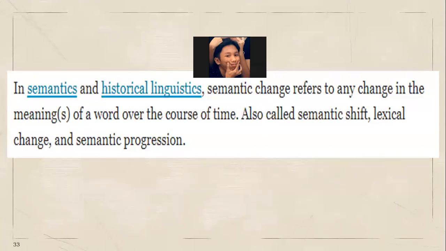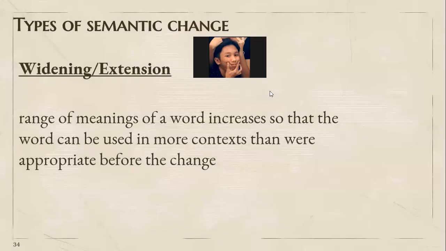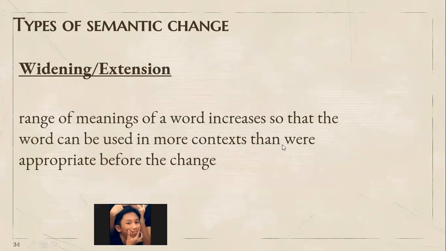In semantics and historical linguistics, semantic change refers to any change in the meanings of a word over the course of time, also called semantic shift, lexical change, and semantic progression. So this is what we call historical linguistics or semantic change. In semantic change, we have widening or extension. The range of meaning of a word increases so that the word can be used in more contexts than were appropriate before the change. Meaning, the meanings of a specific word are increased.